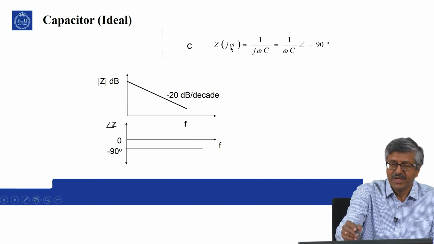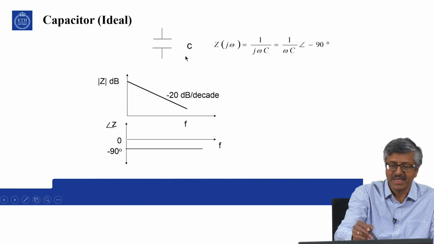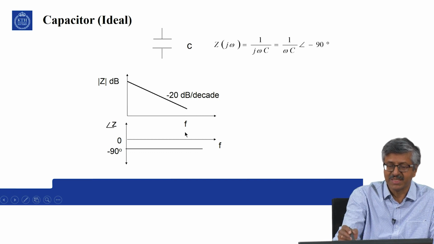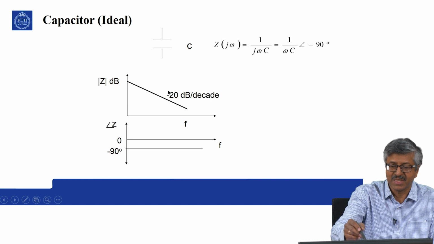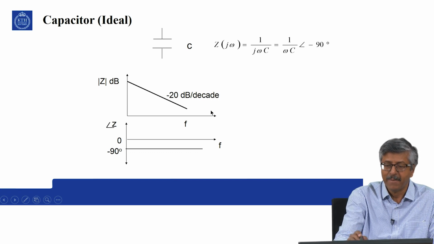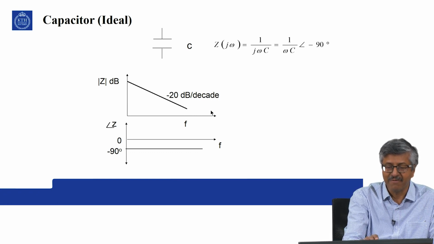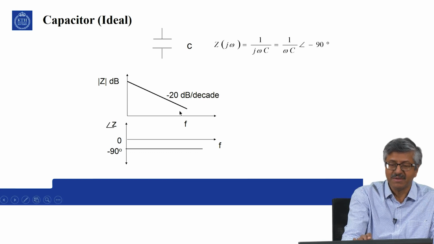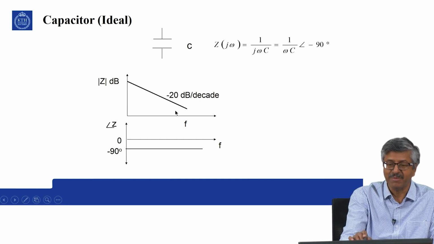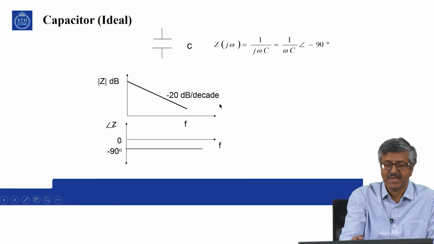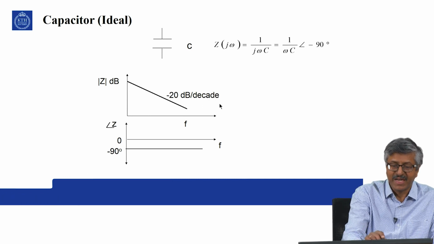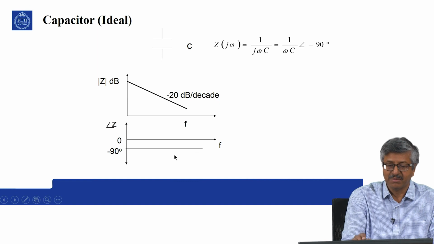If you convert it into dB, you can immediately see that as the frequency is increasing, the impedance of an ideal capacitor is decreasing by 20 dB per decade. It means that for every 10 times increase in frequency, the impedance is decreased from the previous level by 20 dB. That is the meaning of minus 20 dB per decade. So, this is an ideal capacitor, and this is the angle minus 90 degrees.